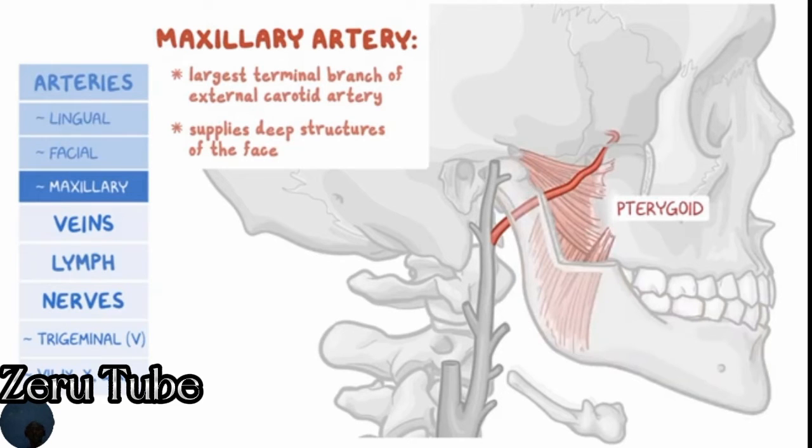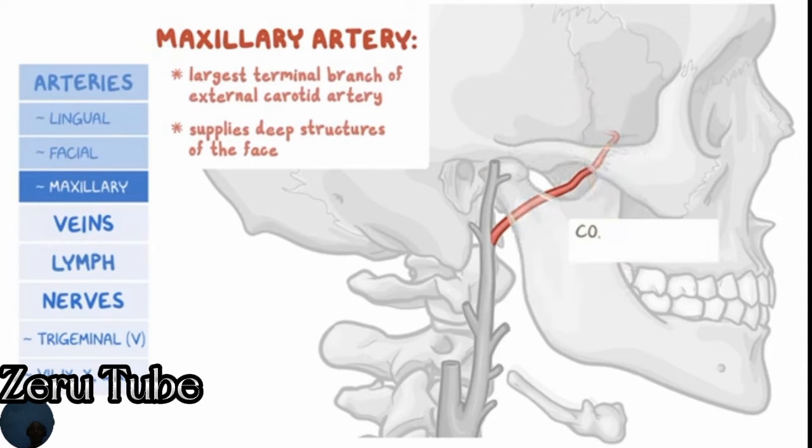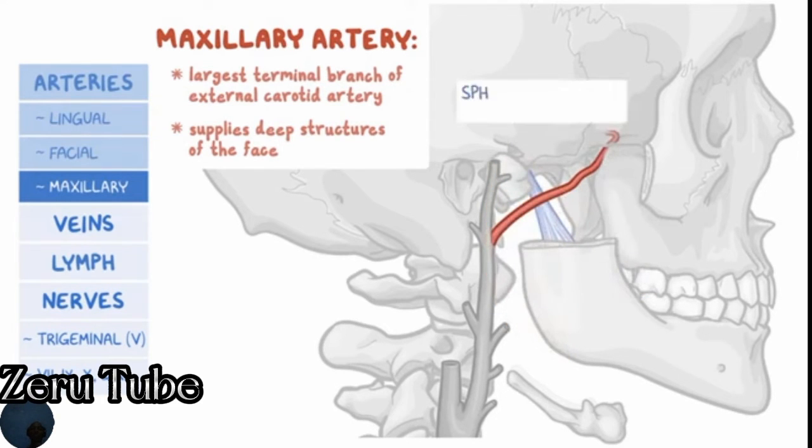The first one is the inferior part, which is found in the infratemporal fossa. The terminal part is found in the pterygopalatine fossa. The condylar neck of the mandible and the parotid gland are structures that cover the maxillary artery. The maxillary artery is covered by the pterygoid fossa, the neck of the mandible, and the parotid gland.